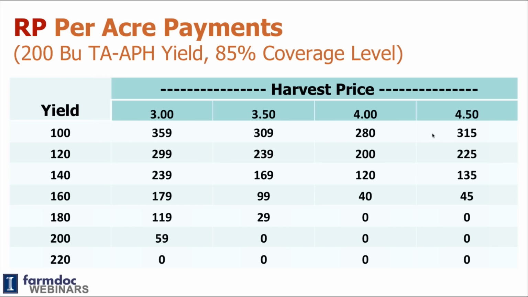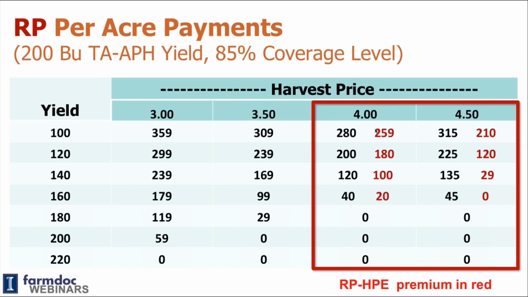This is what happened in 2012. So most farmers had a harvest price above our projected price. We had lower yields and we had higher payments because of those higher harvest prices. I'm going to show you. So this is RP per acre.